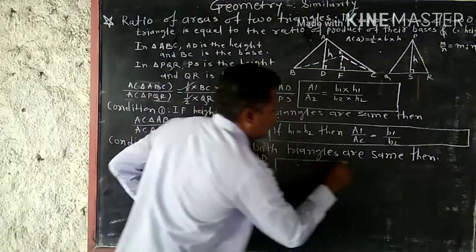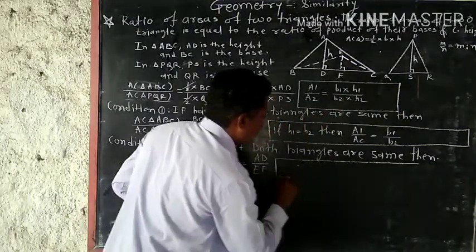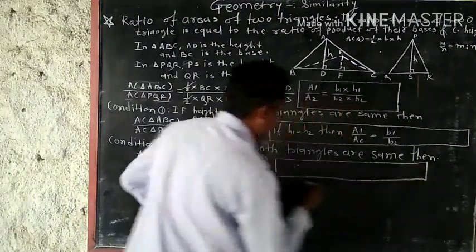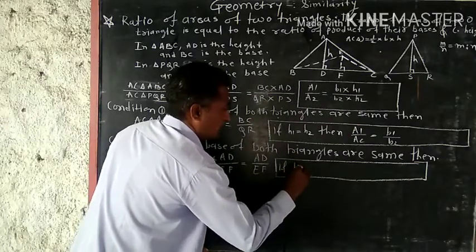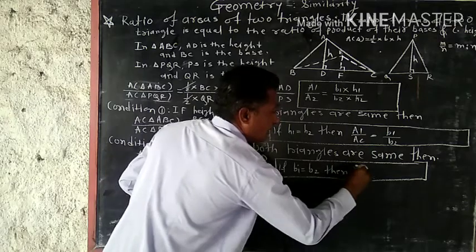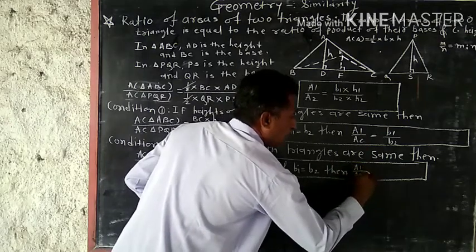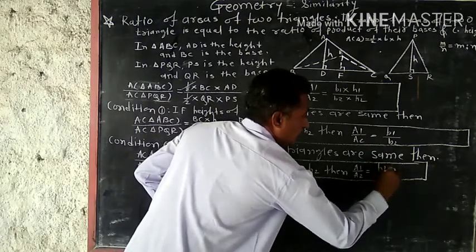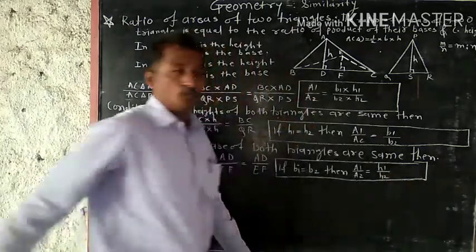This property is written by using symbols. If B1 is equal to B2, then A1 upon A2 is equal to H1 upon H2.